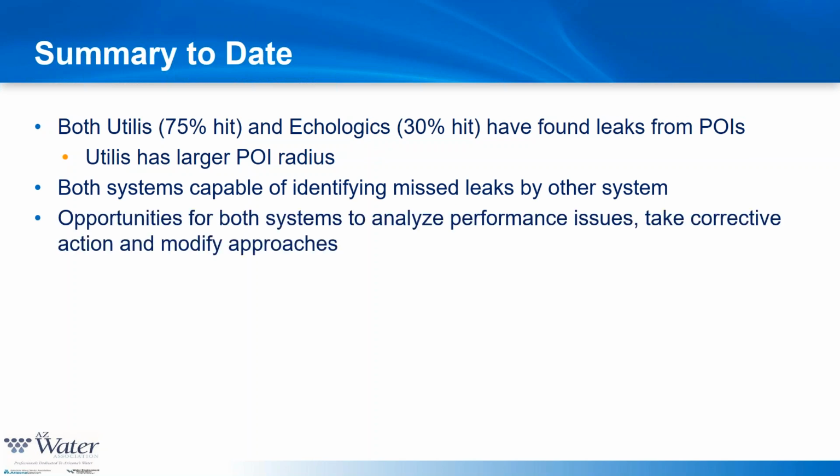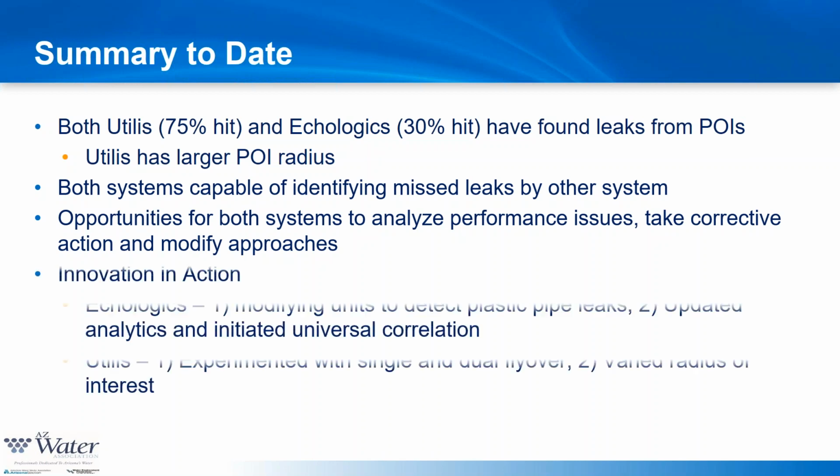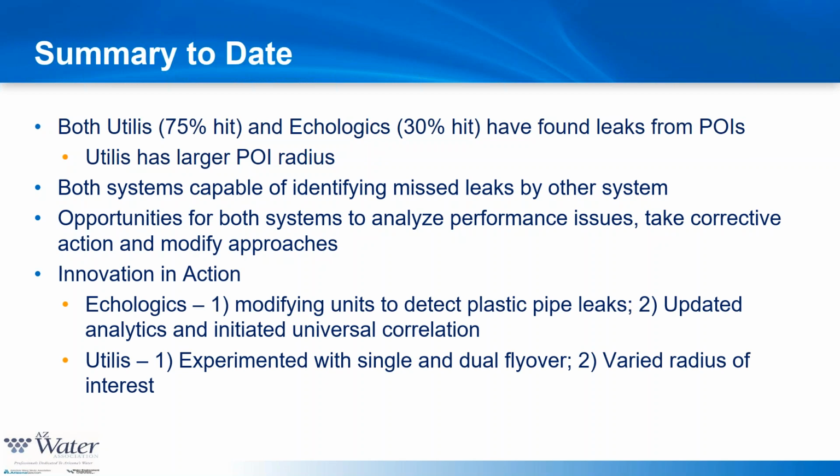So there are opportunities for both systems to analyze, take corrective action, and modify their system to make it better. I mentioned before, Ecologics is looking into PVC sensors, whereas Utilis tends to have some issues when there's some topography in the area. If it's on a hillside, it has to do triangulation calculations that are easy to blow. So they're trying to figure out how to fix that, and they're doing a good job. It's actually come together quite nicely. You can do more flyovers also.